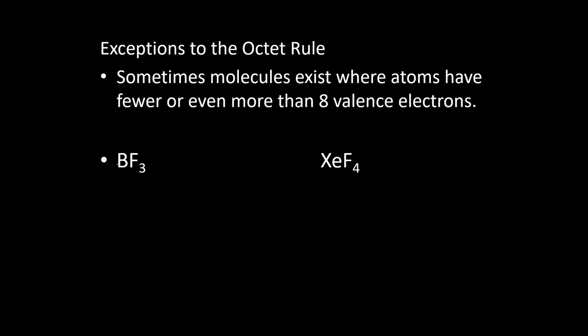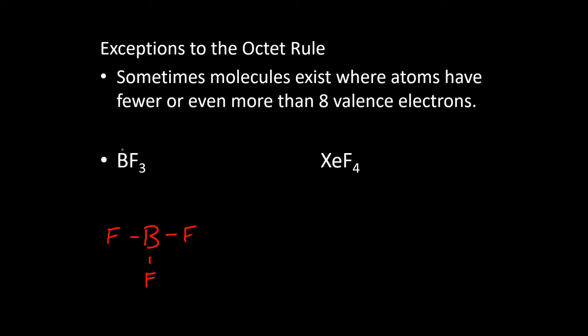So the first one here is boron trifluoride. Boron is going to be the central atom here, which is not the thing that is breaking the rule. That would be the normal setup, because boron has 3 unpaired electrons and fluorine only has 1. What's going to be different is that boron is not going to follow the octet rule. It is not going to end up with 8 electrons around it.